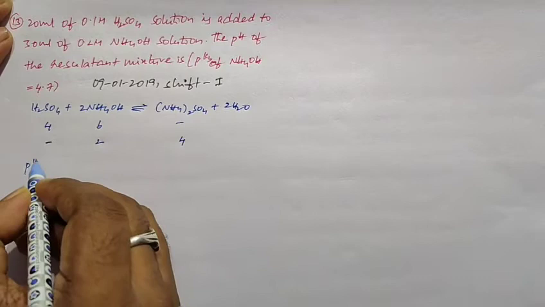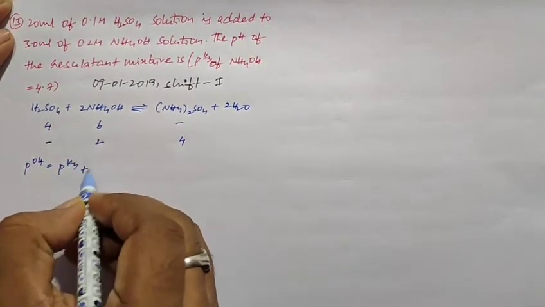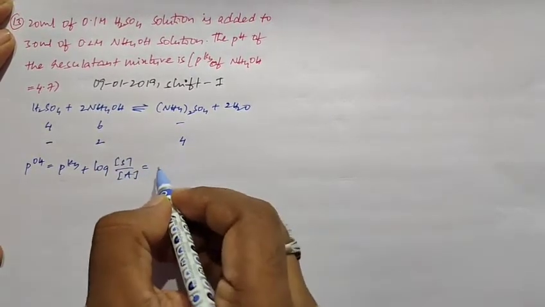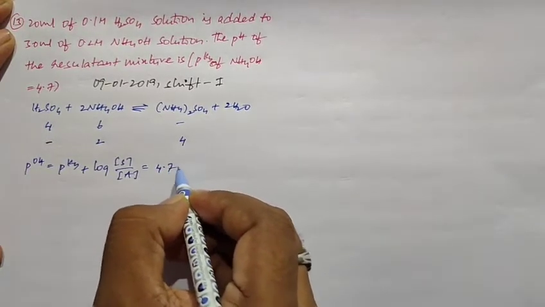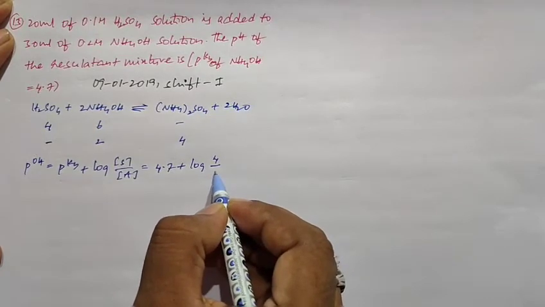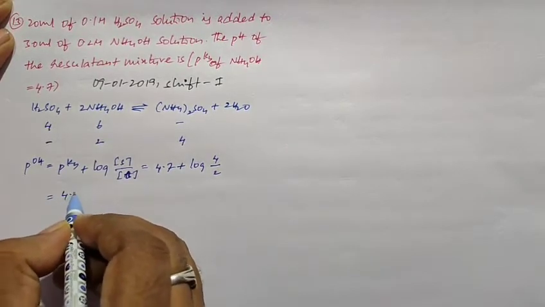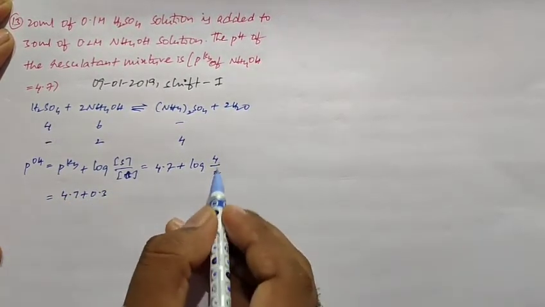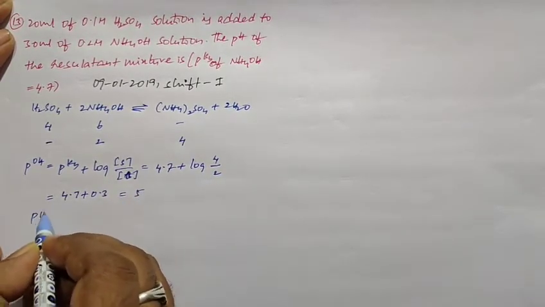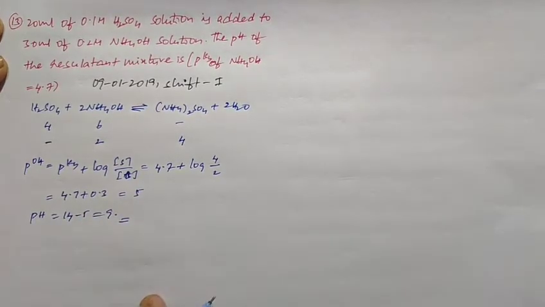Based on this, it is a basic buffer. So the formula is pOH equal to pKb plus log of salt concentration by base concentration. After substitution, pKb is given as 4.7 plus log of salt concentration taken as 4, and the weak base concentration taken as 2. So you get 4.7 plus log 4 by 2, that is log 2, which is 0.3. You get pOH equal to 5. Then pH is equal to 14 minus 5, that is equal to 9. So this is the pH of the given buffer.